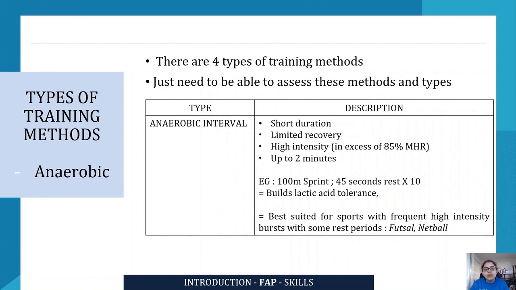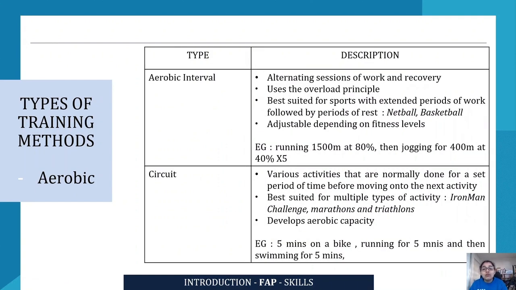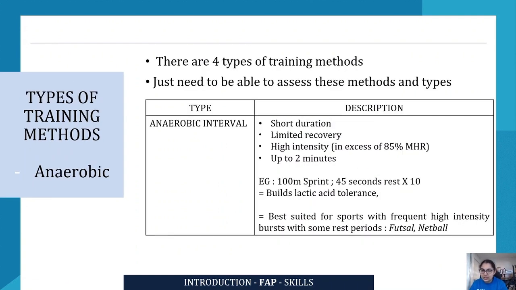So for example, we've got a 100-meter sprint, and then a 45-second rest. After every 100-meter sprint, you get 45 seconds to rest, and you do this 10 times overall. That will obviously also help you build up your lactic acid tolerance, and this is suited for sports that have high intensity outbursts, like futsal or netball, or even soccer, where you're just jogging and then you need to start running really fast. It's for those types of sport to create that endurance and stamina. So that's the anaerobic interval.